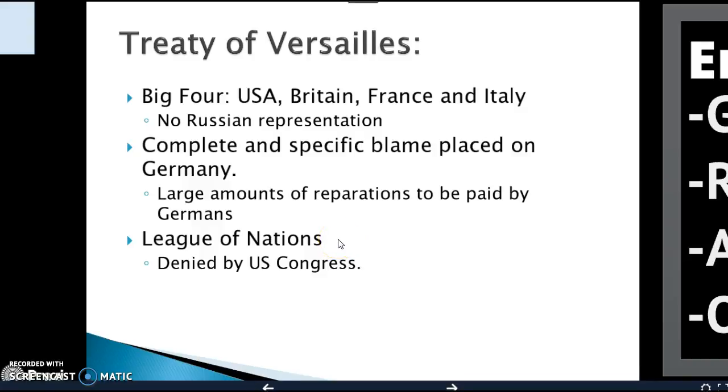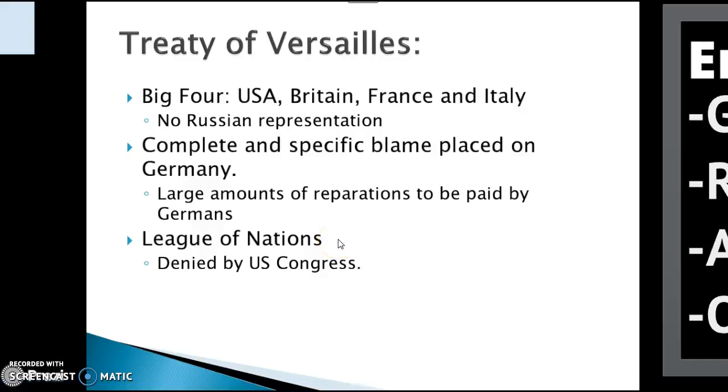The hope was it would prevent future wars and give everybody a place where the countries of the world could get together and work out problems through talking instead of fighting. Now, the U.S. doesn't approve it, so the U.S. never joins. So that's a weakness. Another weakness is the League of Nations doesn't have an army to enforce their decisions. So that's always going to be a weakness of it.